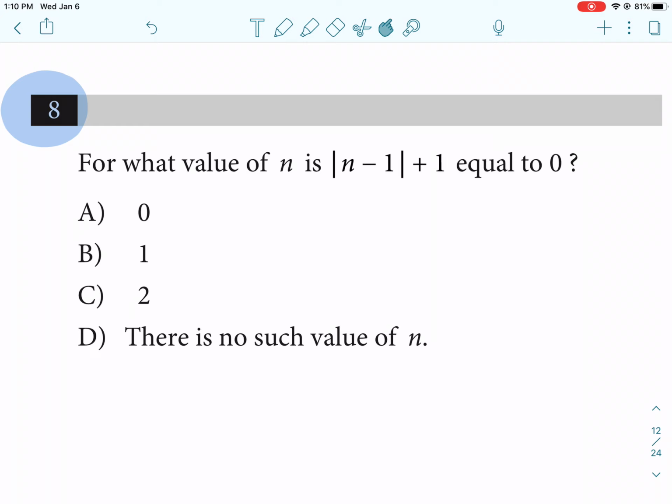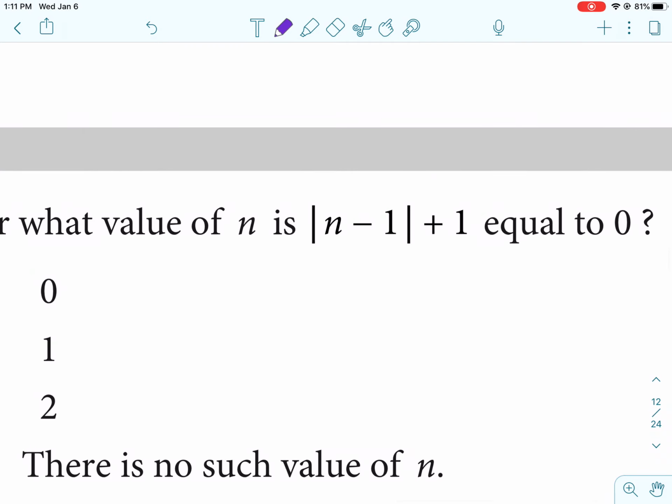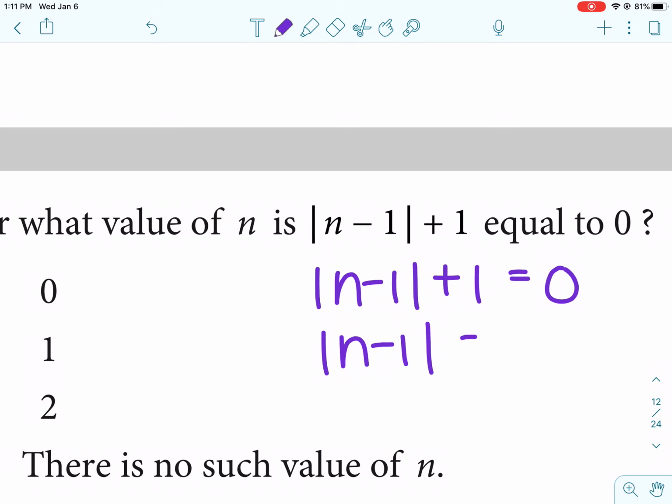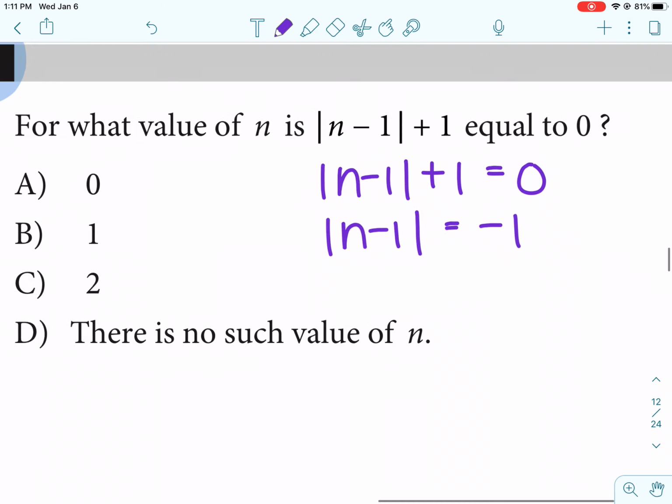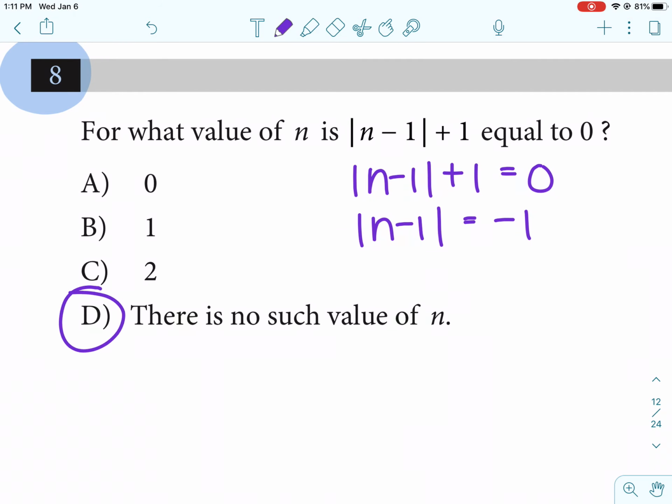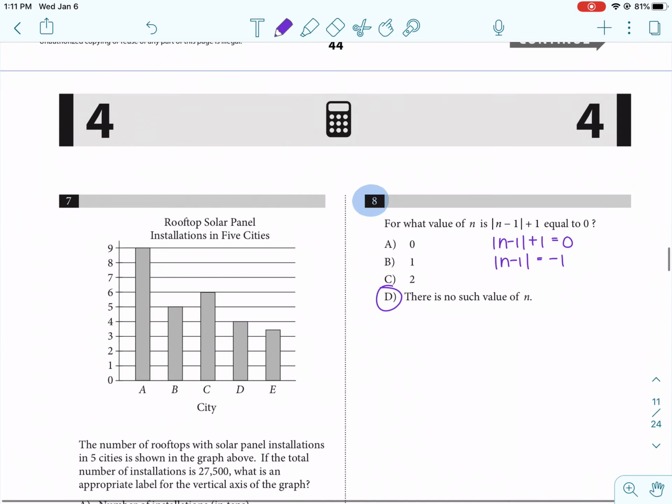This one says, for what value of n is the absolute value of n minus 1 plus 1 equal to 0? Let's see. I'm going to set this equation equal to 0. If I went to solve this, I would first subtract 1. Now, in this step, I have an absolute value equal to a negative. We know that absolute value makes everything positive, so this is not possible. So there is no such value of n that would make that expression equal to 0. That was a really quick one. You just need to understand that absolute value is always positive.